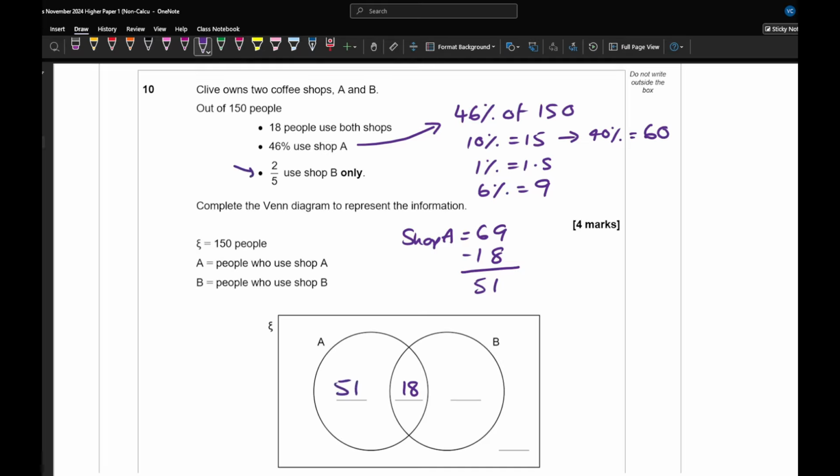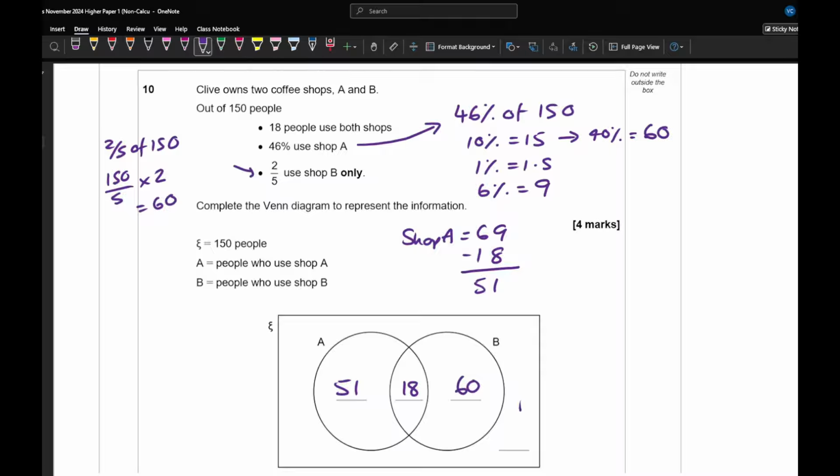Using the second bit of information, I then want to work out what 2/5 of 150 are. So here I divide 150 by 5 and then multiply by 2, giving me an answer of 60. So 60 people just use shop B.